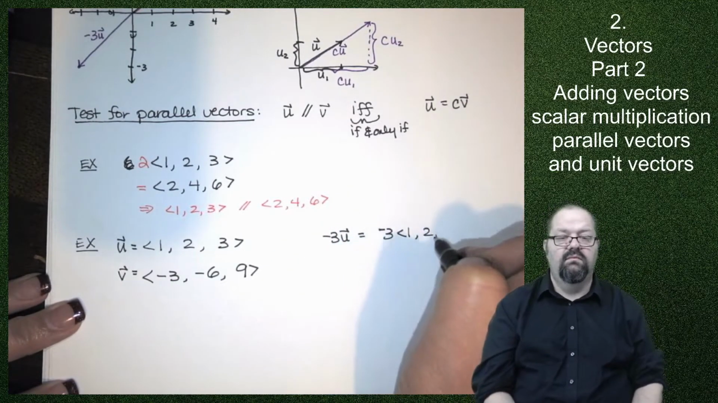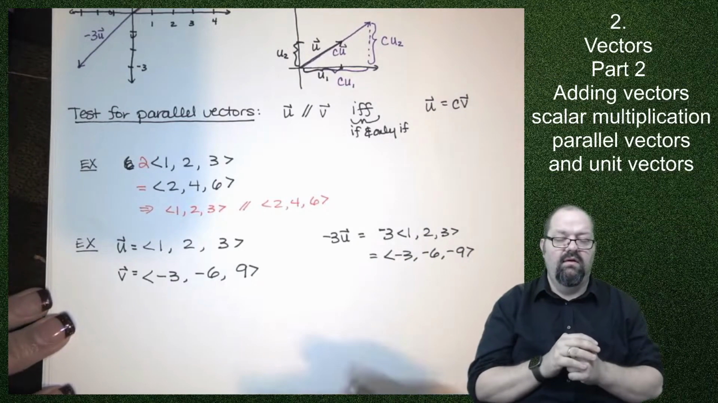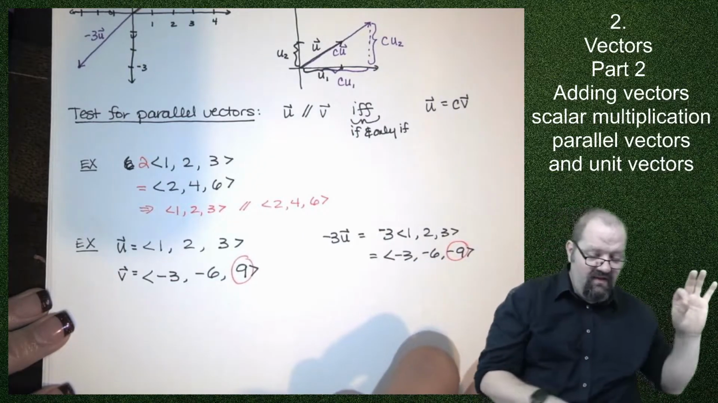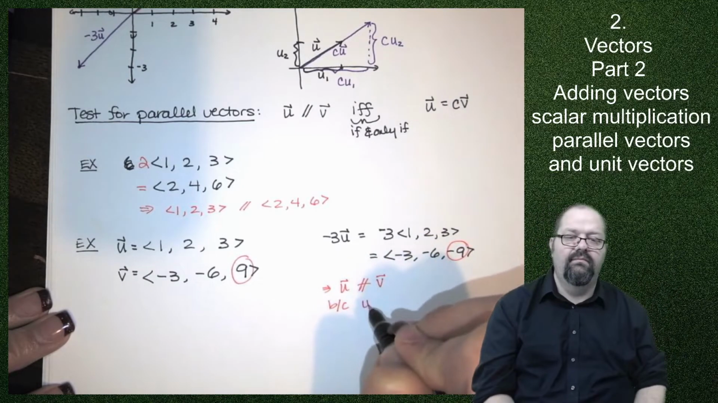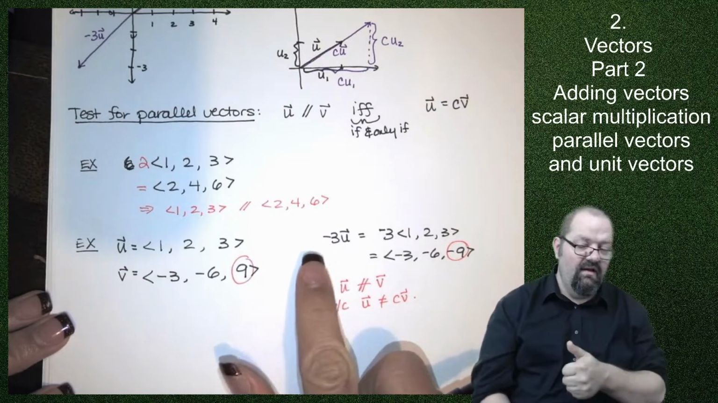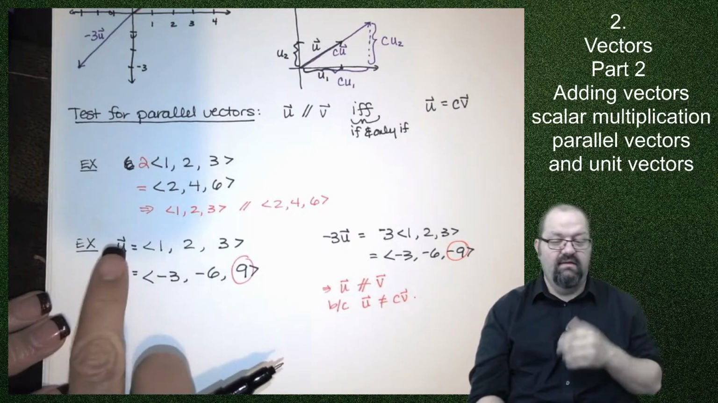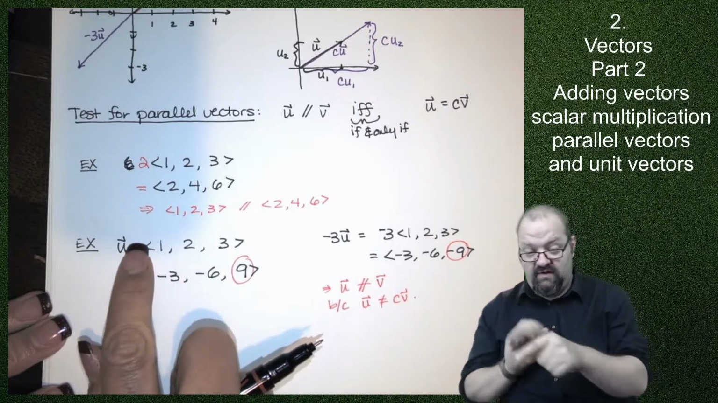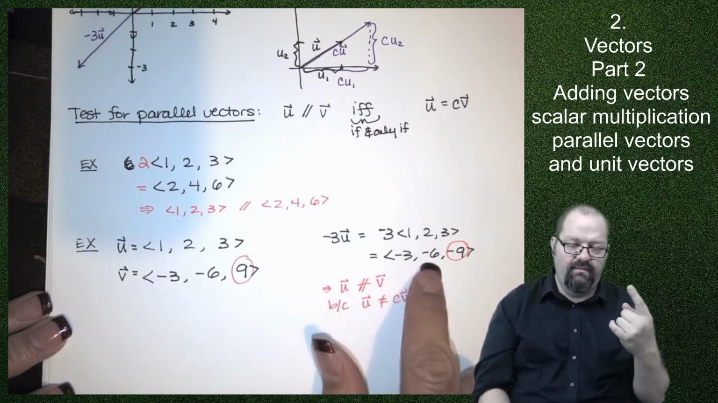You probably already see it coming. Distribute the negative. You say, oh, they're the same. Oh, no, they're not. Watch that sign. Those are not the same. So here, u is not parallel to v, because u is not a constant times v. Or excuse me, v is not a constant times u. v would have to be -3 times u for it to work. It does work for the first two components here, but it doesn't work for the third component.